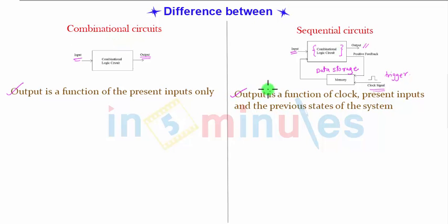Whereas when the output is a function of the clock, that is nothing but the trigger signal, present input states and the previous states of the system, that is nothing but the stored data or the memory, then this output will be dependent on present input as well as past inputs or the past outputs which are stored in the memory cell. Then the circuit is called a sequential circuit.